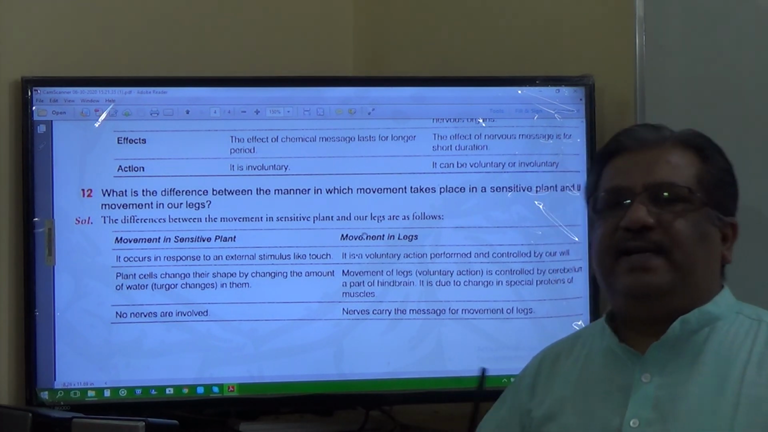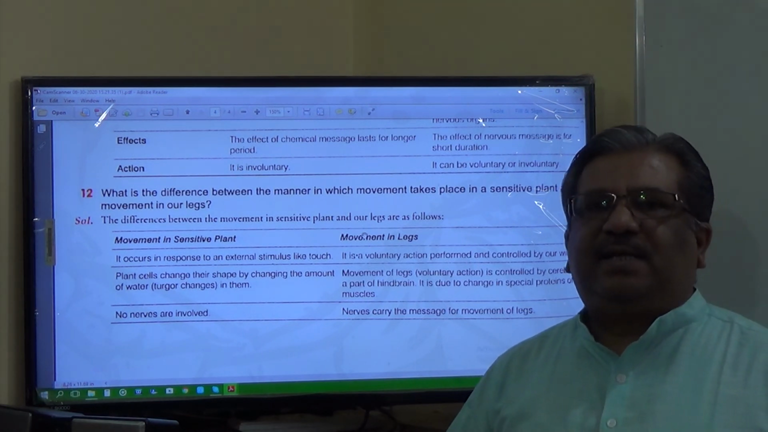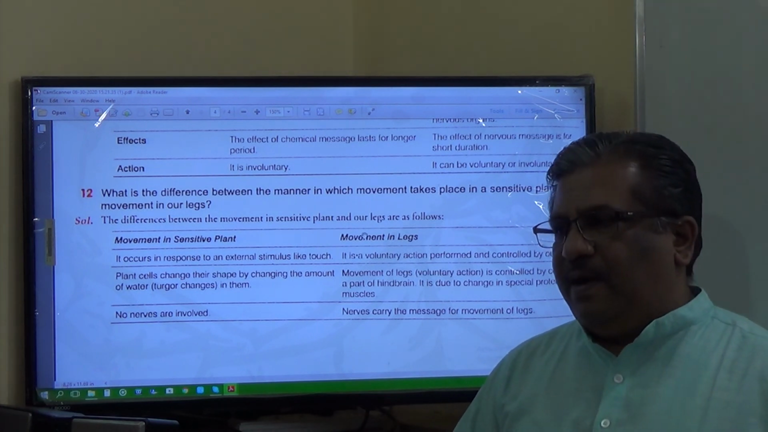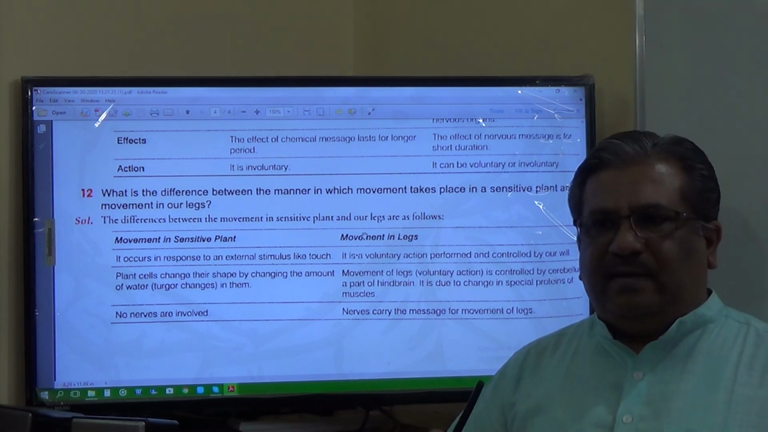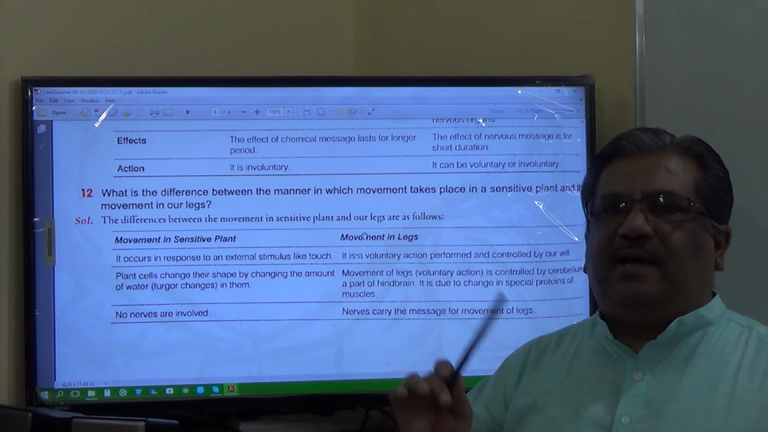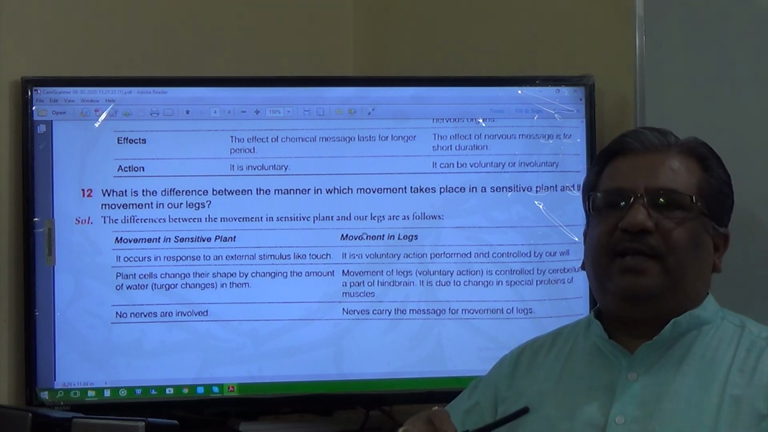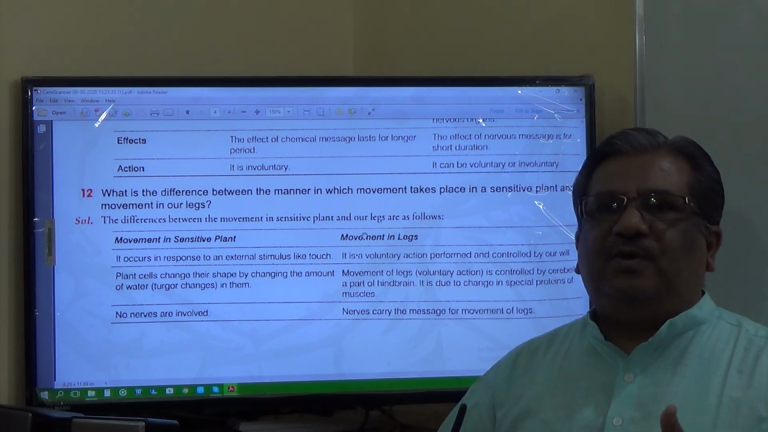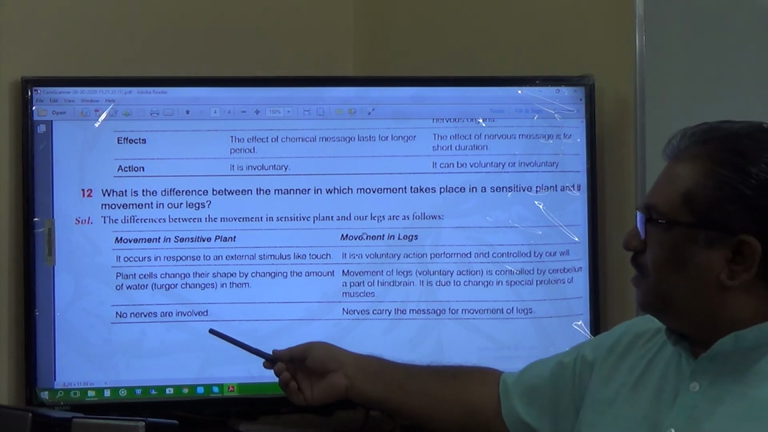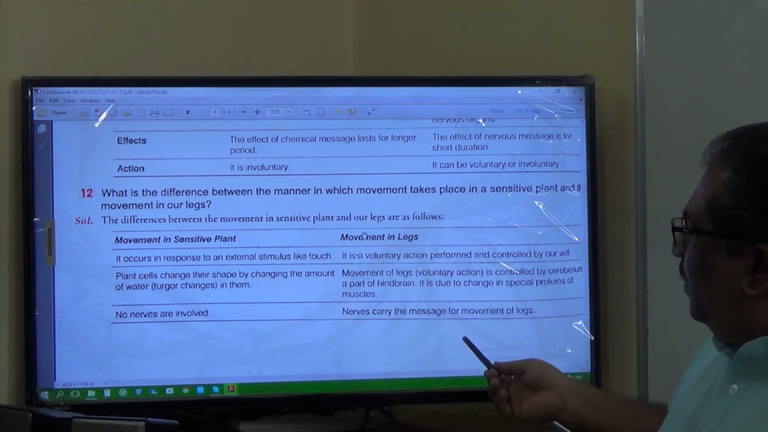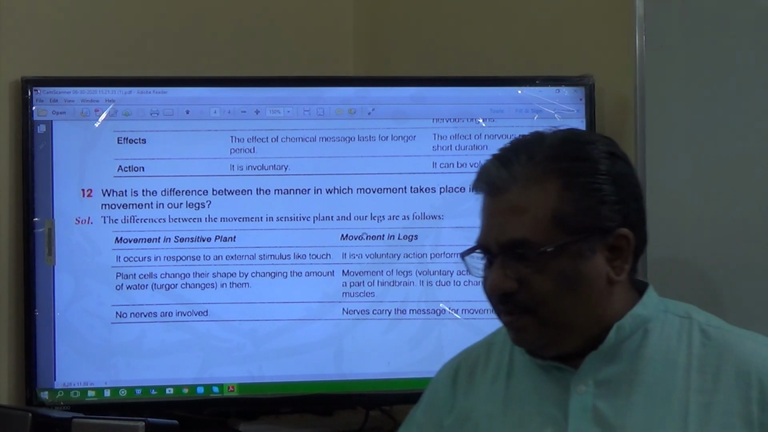How do muscles change their shapes? You must know it very clearly. See, muscle cells have special proteins called contractile proteins. The change in shape and arrangement of the proteins will result in the contraction of the cells and thereby contraction of the muscles, and leads to the movement of the limbs or body parts, you can say. So that is important. No nerves are involved in the plant movement. Here nerves carry the message of movement for the movement of the legs. So a couple of differentiations were there. I hope you understand that.